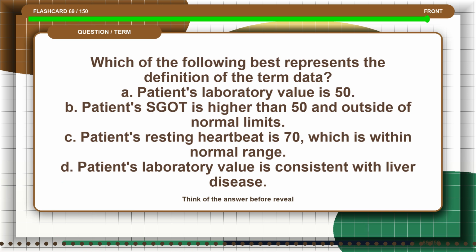Flashcard 69. Which of the following best represents the definition of the term data? A. Patient's laboratory value is 50. B. Patient's SGOT is higher than 50 and outside of normal limits. C. Patient's resting heartbeat is 70, which is within normal range. D. Patient's laboratory value is consistent with liver disease. Think of the answer before the reveal.